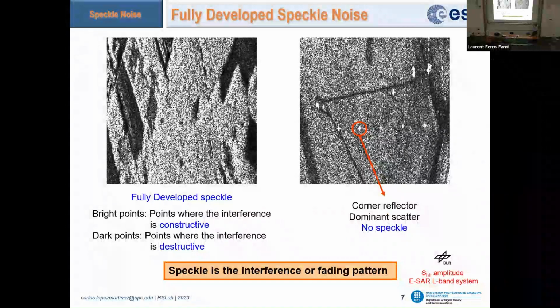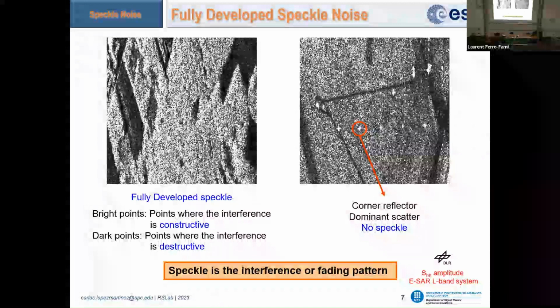That's when we have enough targets in the resolution cell. But what happens when in the resolution cell we have only one strong target, like the corner reflectors? In this case, the response is totally determined by the response of the single target. So in that particular case, the pixel value is totally deterministic. If you take the radar cross-section, you could determine the size of the corner reflector.